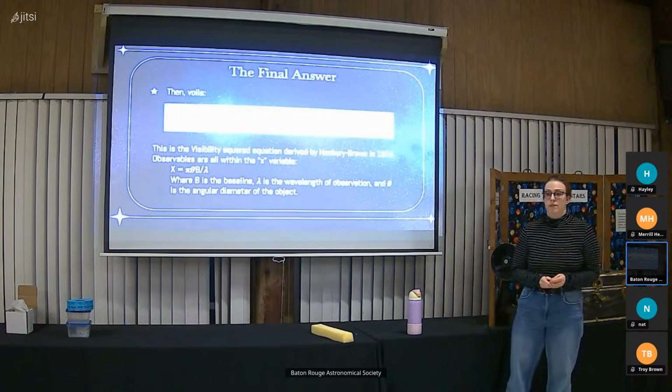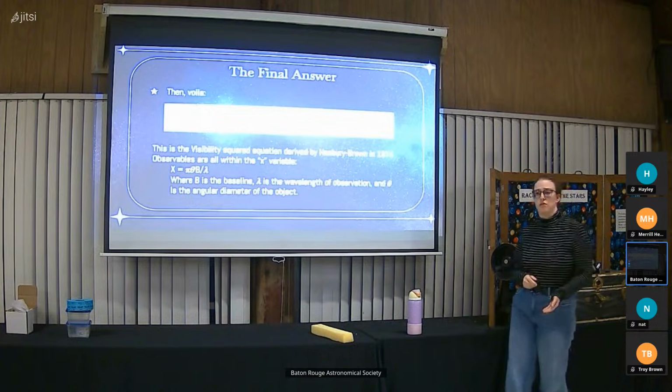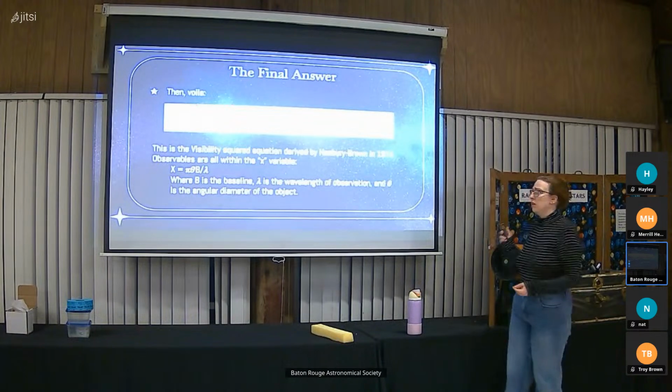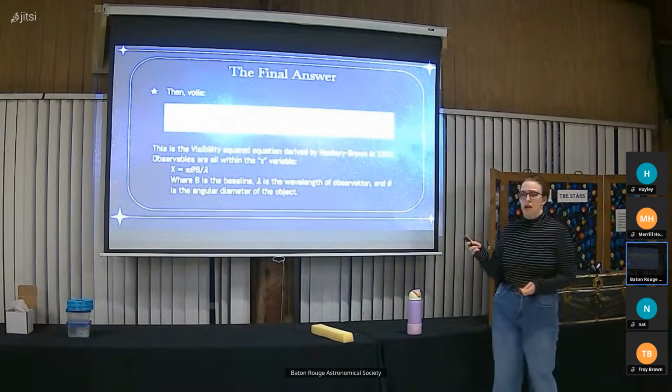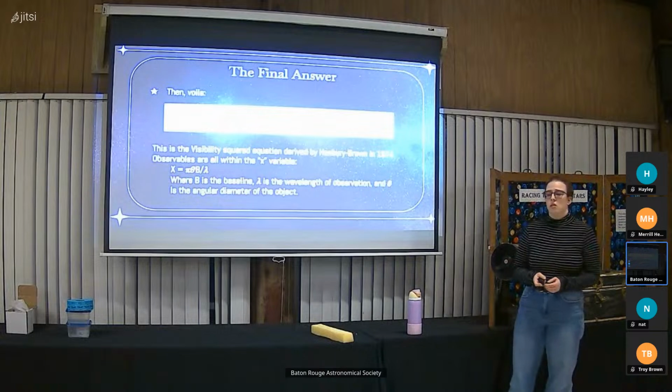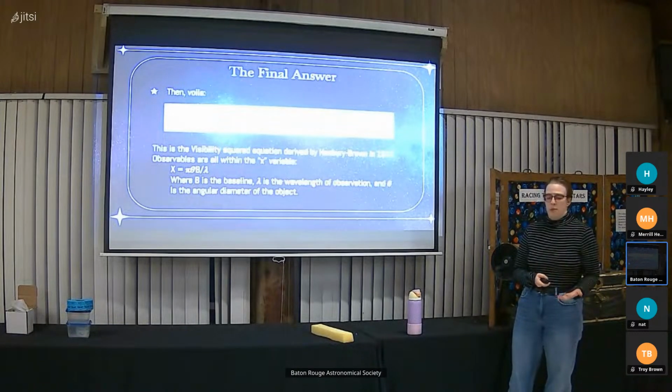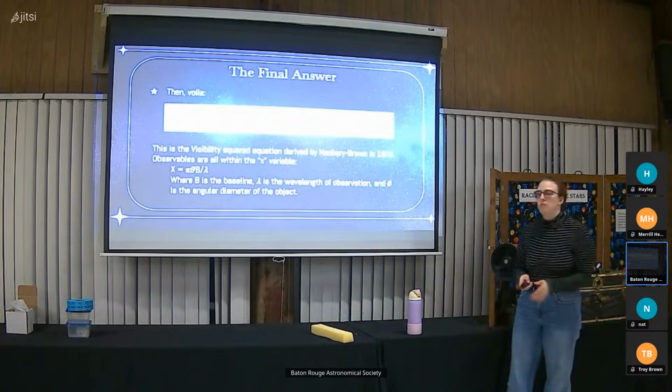Yes? Can you explain what that function is again? It is a Bessel function. This one is a Bessel function of the first kind. It has to do with a bunch of Fourier transforms. I cannot remember the math off the top of my head, but if you want to know more, just look up Bessel functions.